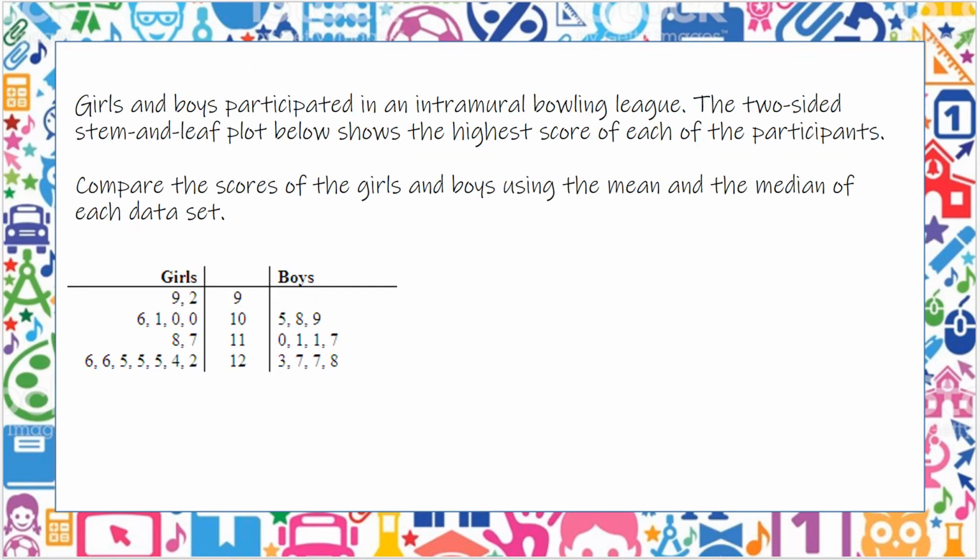Girls and boys participated in an intramural bowling league. The two-sided stem and leaf plot below shows the highest score of each of the participants. Compare the scores of the girls and the boys using the mean and median of each data set. So we're going to check first. Let's use orange for the girls. We've got 1, 2, 3, 4, 5, 6, 7, 8, 9, 10, 11, 12, 13, 14, 15. So we're going to add all of these scores up and divide by 15.